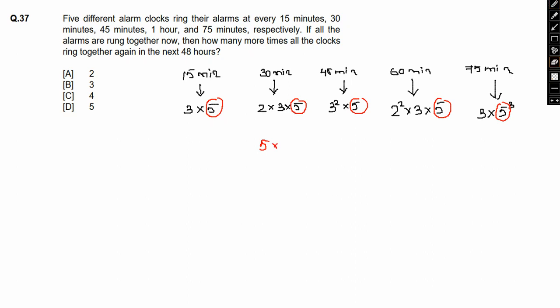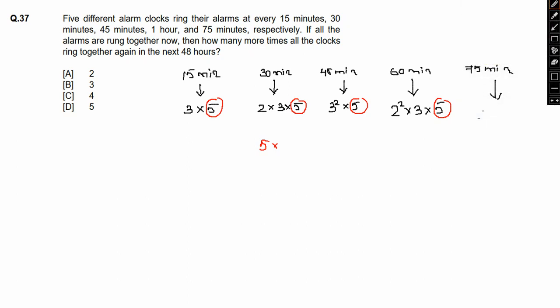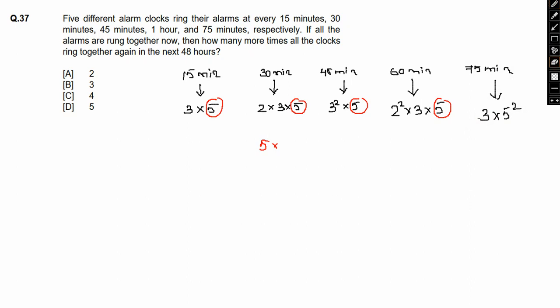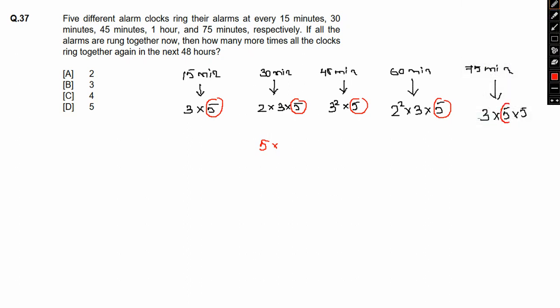Just hang on a moment. Made a mistake here. Just a second. By mistake, I wrote this to be 5 cube into 5 square. Or rather, let me write it this way: 5 into 5. So this 5 I'm taking.